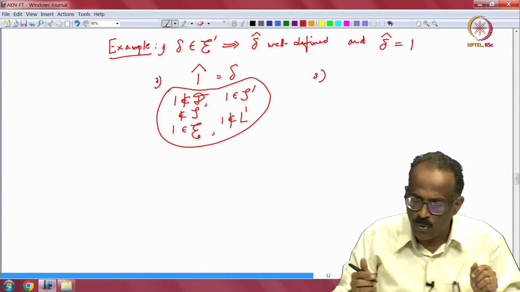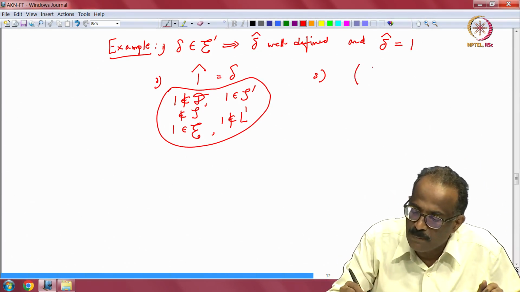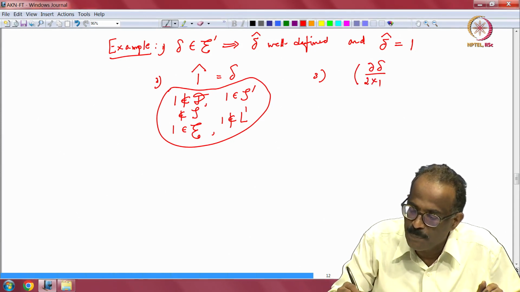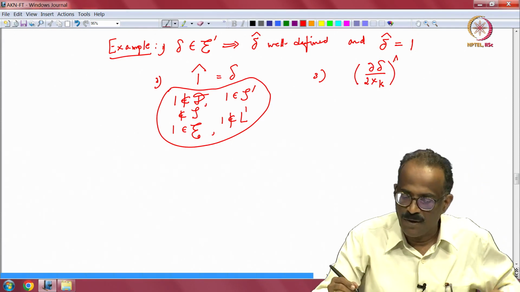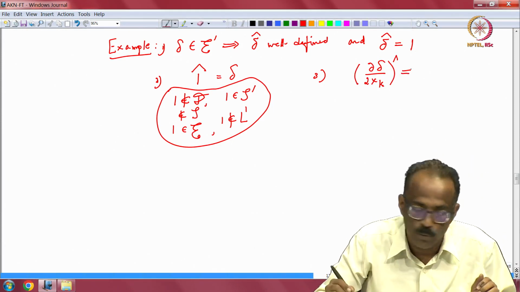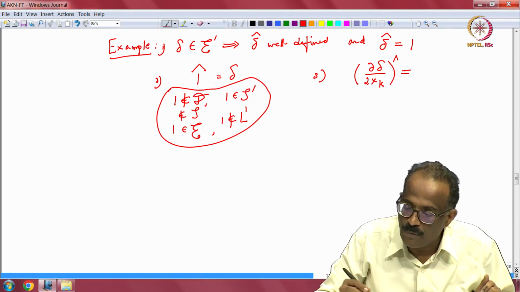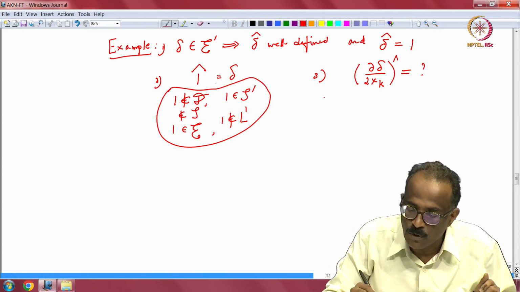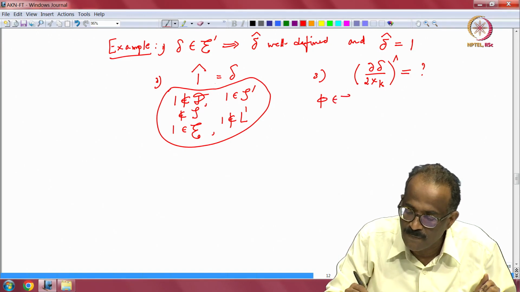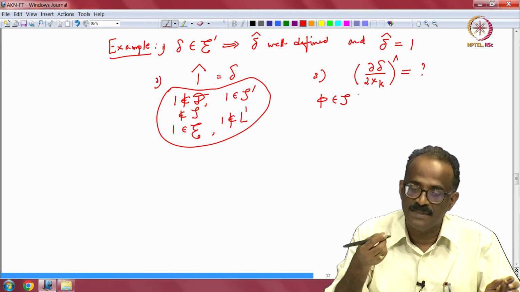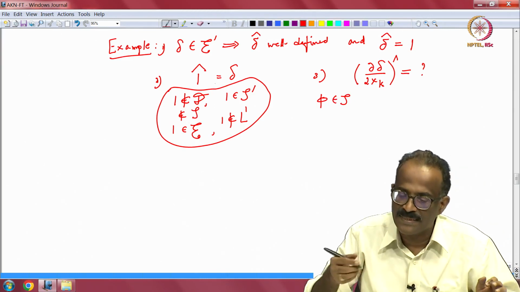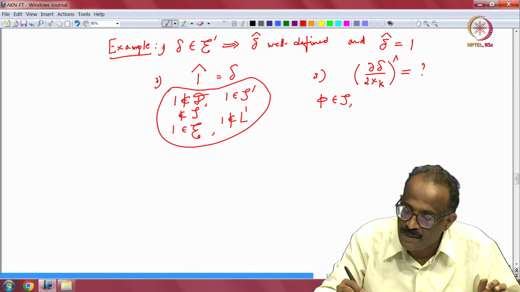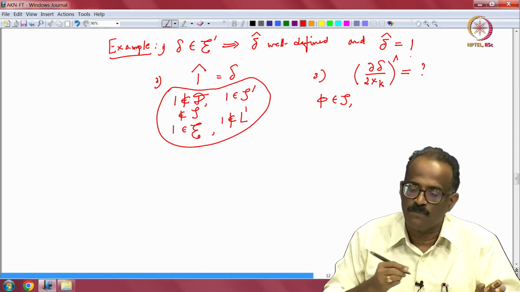So, I will also do one more computation, simple computation, d delta by dxk. Again, keep your definitions of Fourier transform properly. So, the coefficients accordingly you have to modify. So, what is this? That is the question. So, phi in zeta. Because delta is a tempered distribution, all these d delta dxk are all tempered distributions. So, you can define the Fourier transform of all of them.